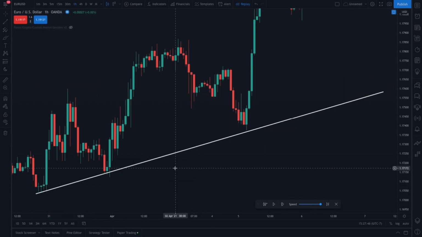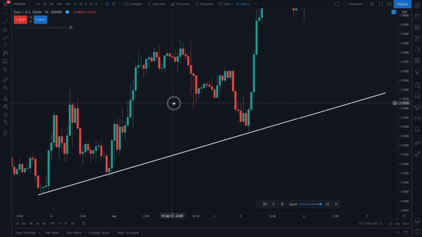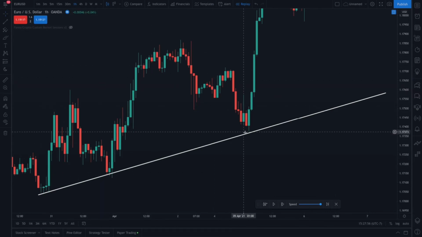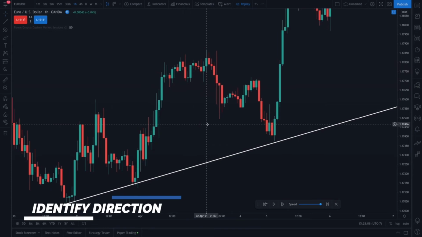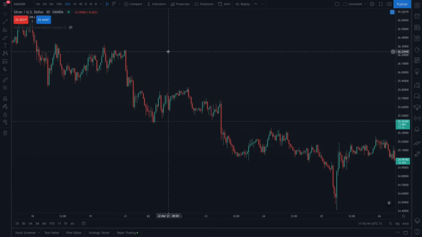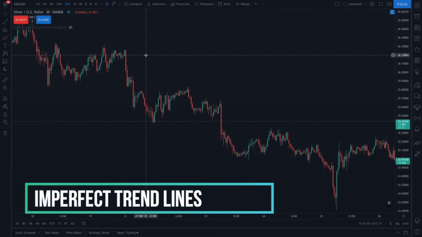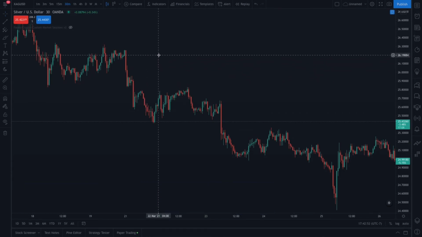And the correct answer usually is that you use everything, because as I showed you, in every situation this is not an exact science and you're not going to get the perfect touch every single time. The main purpose of these trend lines and these channels is to identify the direction and where you can potentially enter the markets. Now let's look at another example of imperfect trend lines, where we cannot connect all the swing highs and lows, and in that case we're just going to connect the most points that we can.